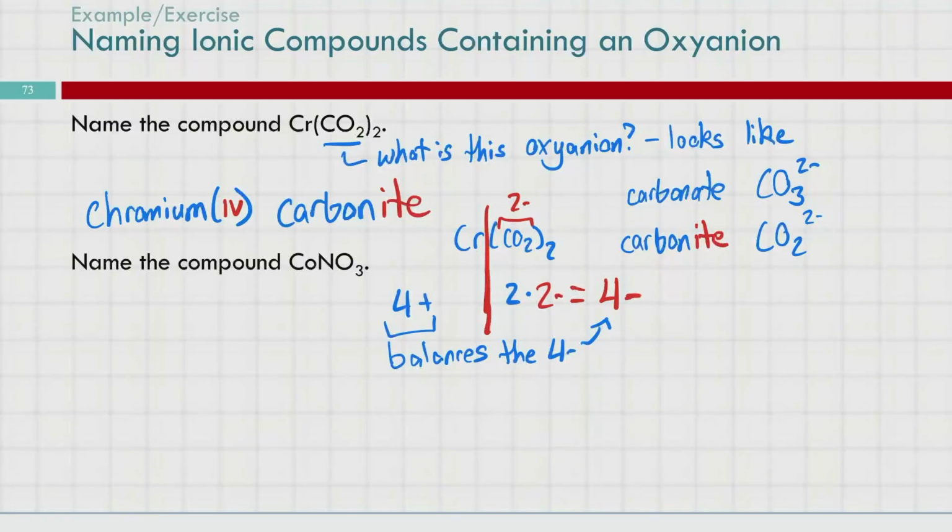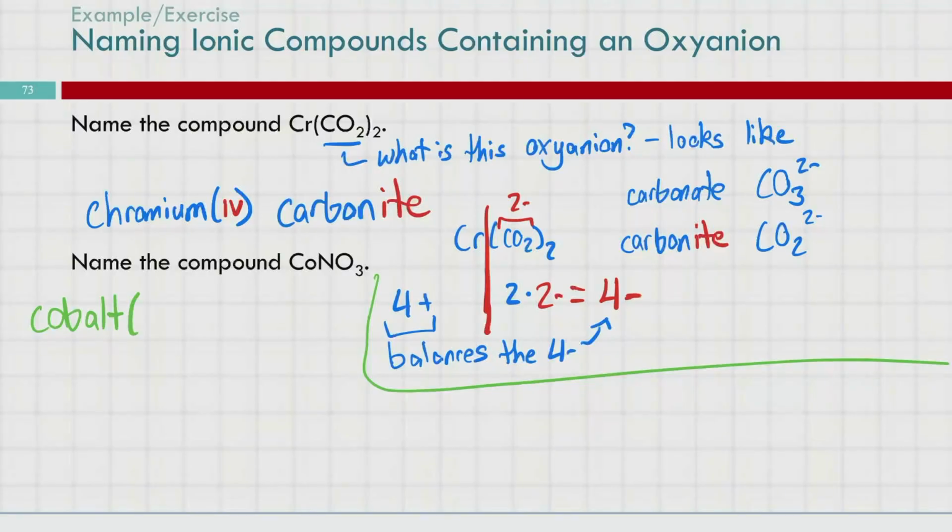And then we also have CoNO3. What is Co? Co is cobalt. Cobalt is also a transition metal, and it's not zinc, cadmium, or silver, so we don't know what the charge is. So we'll leave a space. We've got to figure out what the cobalt's charge is. So we'll look at our anion, NO3. NO3 is an oxyanion. Which oxyanion does it look like?